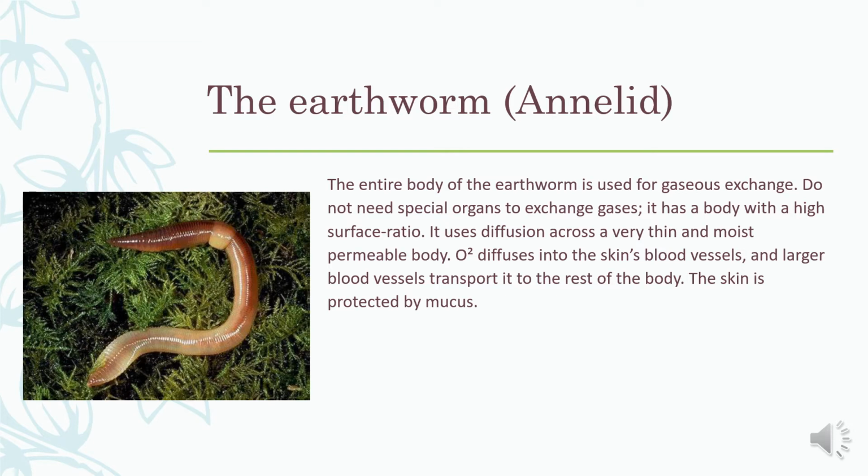Now remember that when you look at an earthworm, you hold it in your hand, it's going to be slimy. And if you look carefully, you can see some of its internal organs. Now that is because it has a very thin skin. So oxygen diffuses into the skin's blood vessels and larger blood vessels transport it to the rest of the body. The skin is protected by mucus, which makes it slimy.